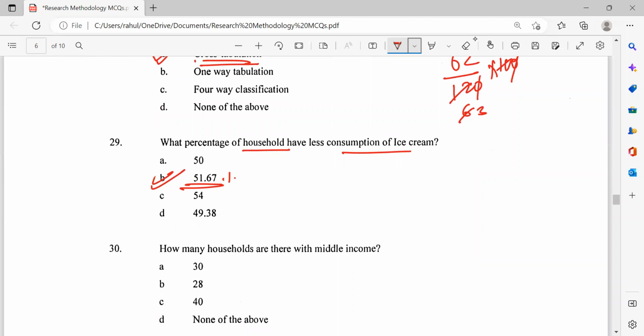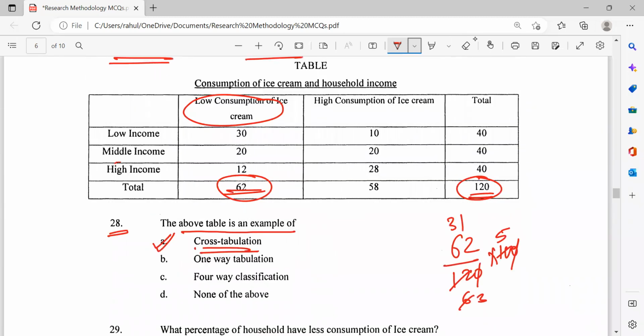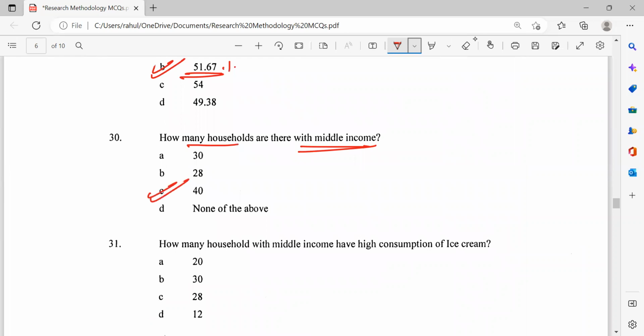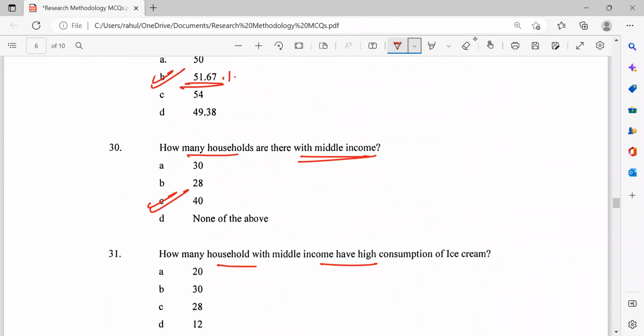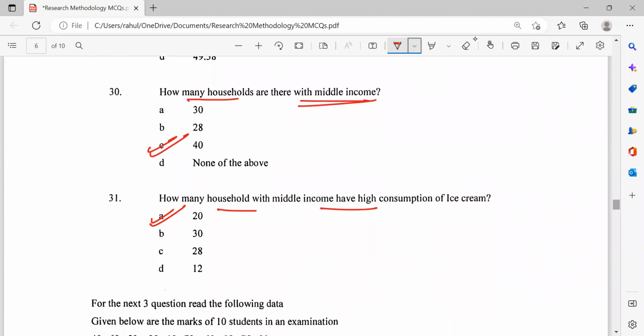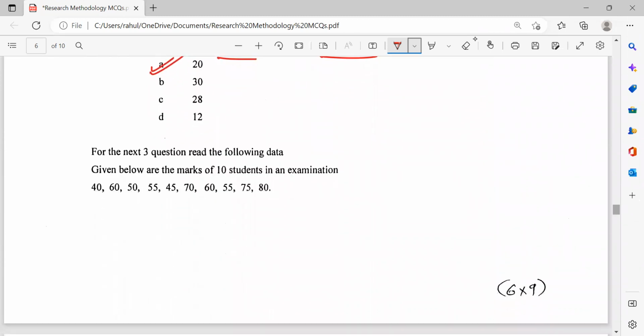Question number 30. How many households are there with middle income? Middle income is 20 plus 20, that is 40, right? So the answer is 40. Question number 31. How many households with middle income have high consumption of ice cream? Middle class, high consumption of ice cream is 20. So the answer would be 20. I hope the questions are very simple. One table is given to us, a cross tabulation result, and on the basis of that table we need to answer.